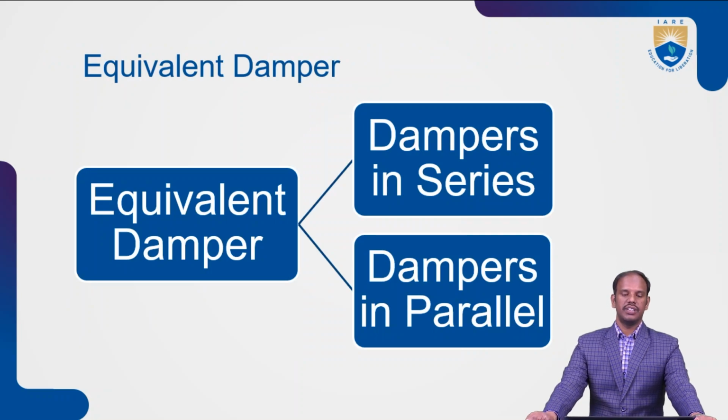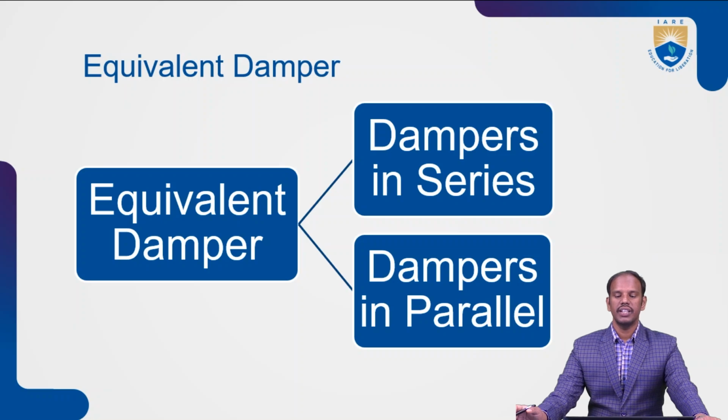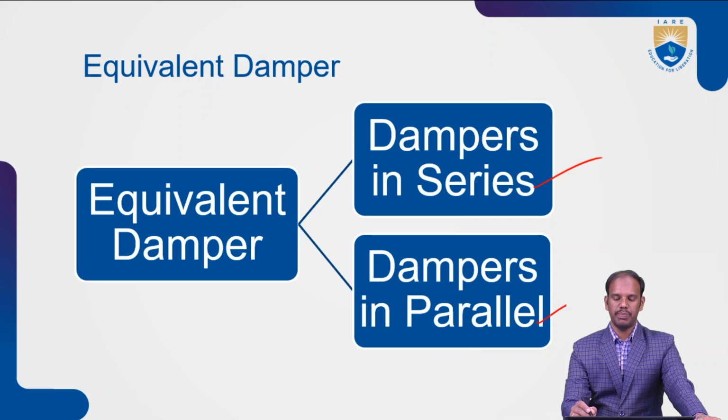So a damper is something that absorbs energy. Absorption of energy means that if an excessive amount of shock or vibration is created, it will absorb all that energy and try to reduce the vibration over time. So there are dampers in series and dampers in parallel.